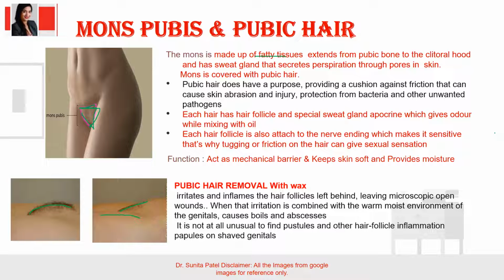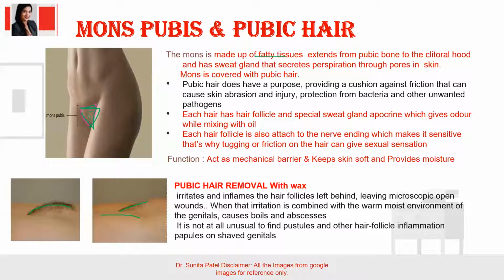They create secretion, and in the skin here we have pores. Through these small, minute pores, the secretion keeps coming outside, and we can feel lubrication in this area. It's not too much lubrication, but some moisture is always present. That's why we don't feel dryness, because of those sweat glands under the skin. And the mons is completely covered by pubic hair.